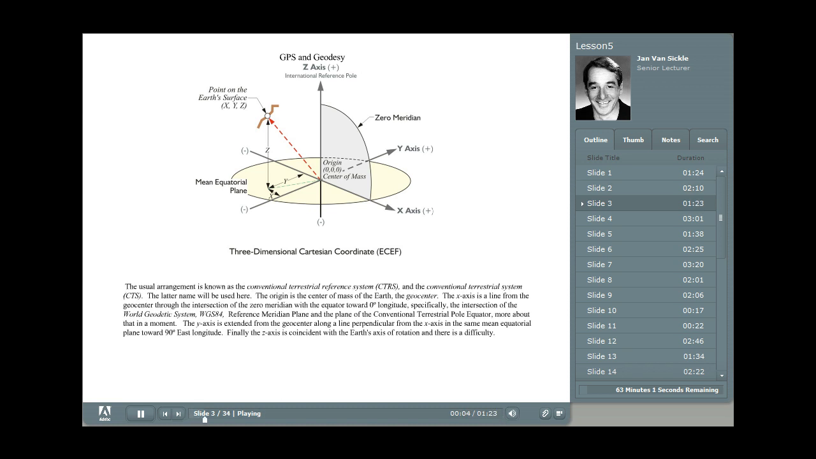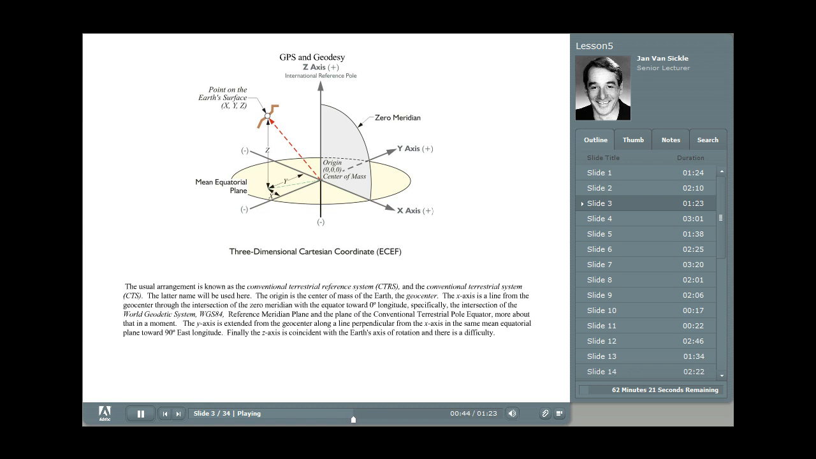This arrangement is known as the Conventional Terrestrial Reference System, or CTRS, and the Conventional Terrestrial System, or CTS, is the name that I will be using. Now, the origin of the system, of this three-dimensional Cartesian coordinate system, is the center of mass of the Earth, or the geocenter. Another way to describe this is that it is geocentric. The mean equatorial plane and the zero meridian, of course, we've discussed.